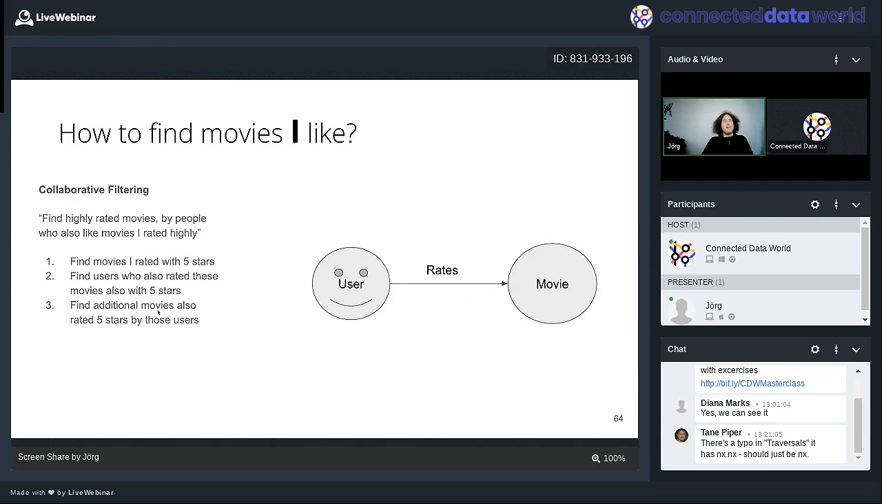Next, we will again step over here, but now try to identify additional movies which have also been rated by those users whom we identified to be similar to us, which they also rated very highly. So basically, we turn that into a graph pattern or graph traversal where we go back and forth in this graph until we identify an additional set of movies which similar people like as well.